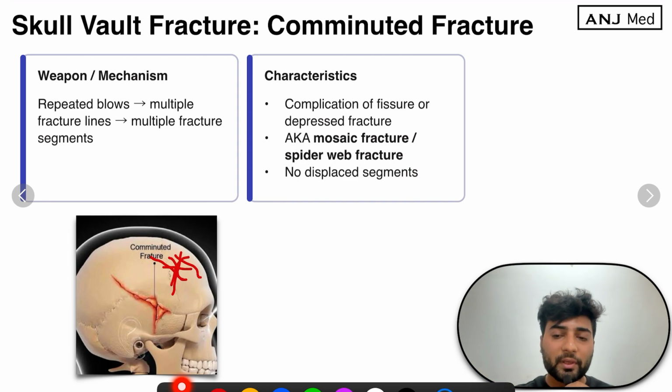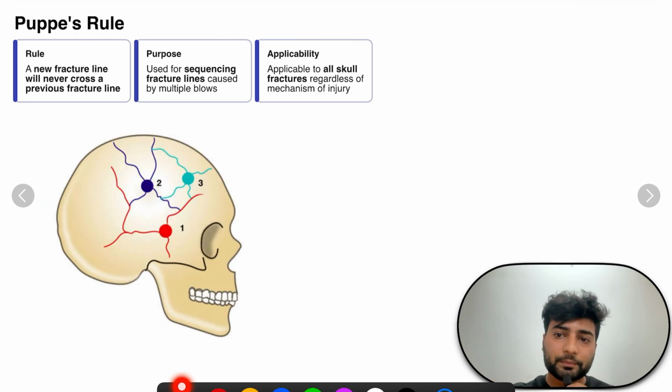Displaced means, in the previous fracture, we said that the part of the segment was displaced down. Here there are no displaced segments, and this is a complication of fissure or depressed fracture that we learned earlier. Okay, so now there is Puppe's rule. What does Puppe's rule say?